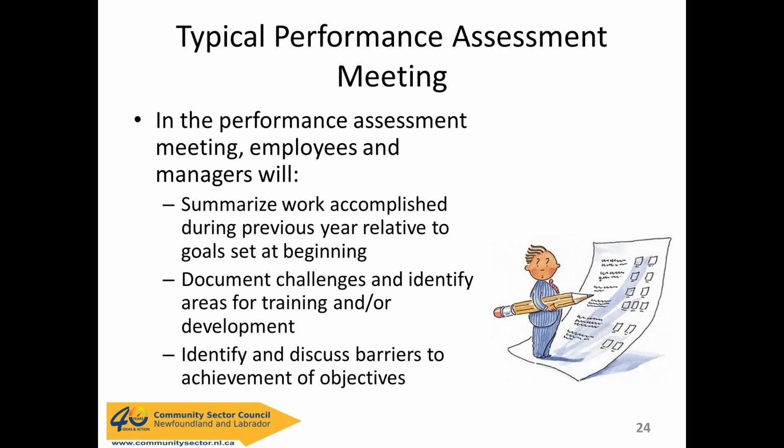What should a formal performance assessment meeting accomplish? It should summarize the work accomplished by the employee over the previous year, and this is just based on doing performance management annually, the performance meeting, that is. You should document challenges on the performance appraisal form and identify areas for training or development. You should discuss any barriers that may have gotten in the way of an employee reaching their goals or may get in the way in the future.